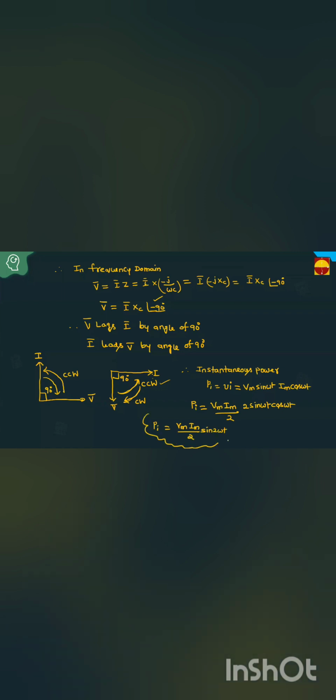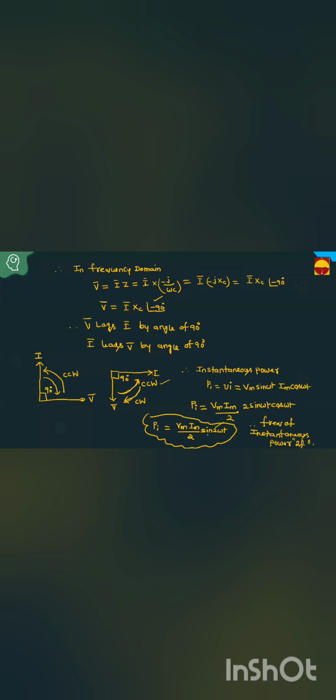Then what is the frequency of instantaneous power? 2f. Here also 2f, 2 omega. Actually the supply current I taken as sin omega t, so supply frequency is omega, but the frequency of instantaneous power is 2 omega. Therefore, whether it may be a resistive element, inductive element or capacitive element, the frequency of instantaneous power equals 2f. Clear? This is Vm Im by 2 sin 2 omega t.